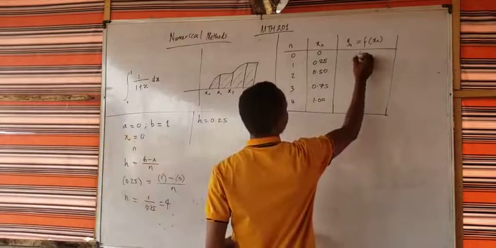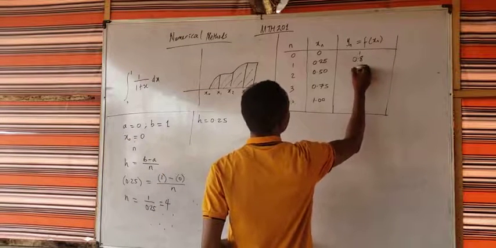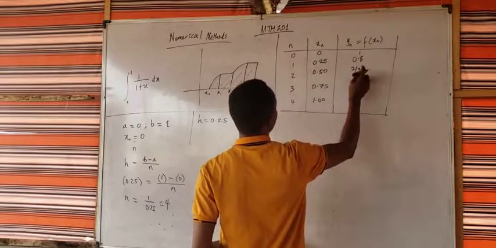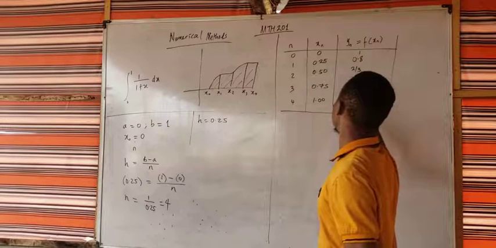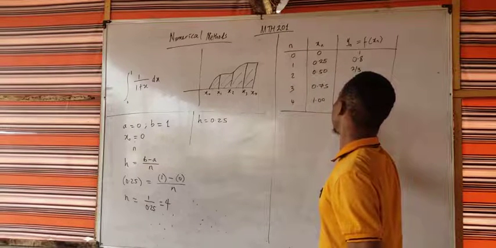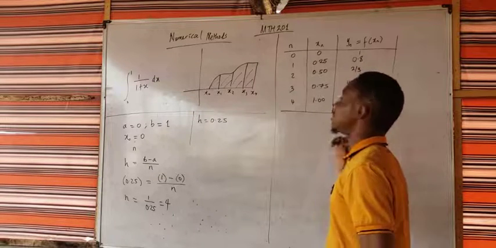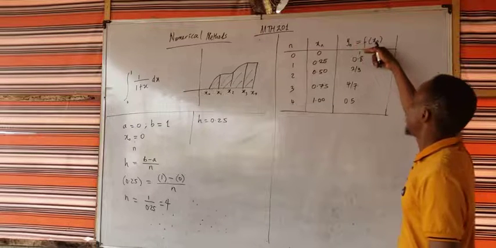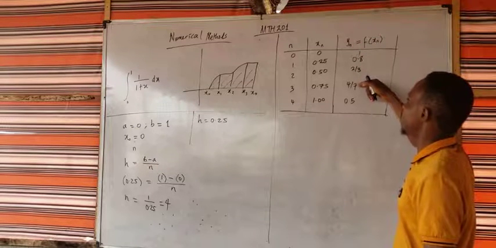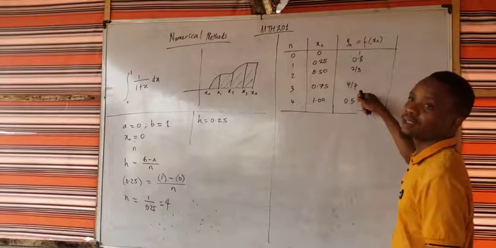0.8. 2 over 3, that's 0.6667. Let's leave it at 2 over 3. And 4 over 7. And 0.5. Alright, so that's what we have. So this is going to be our y0, y1, y2, y3, y4. Do you get that?